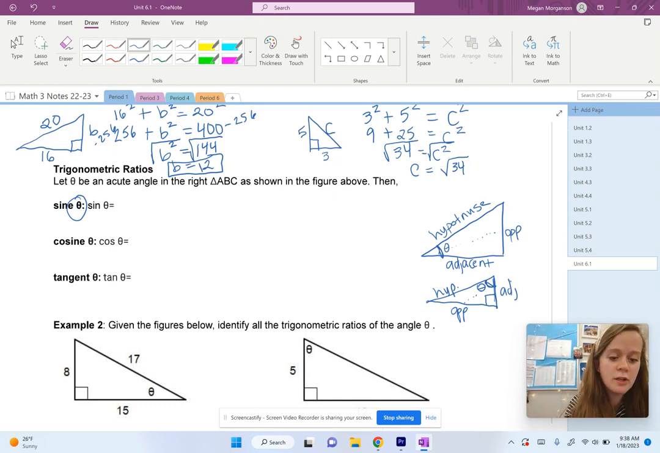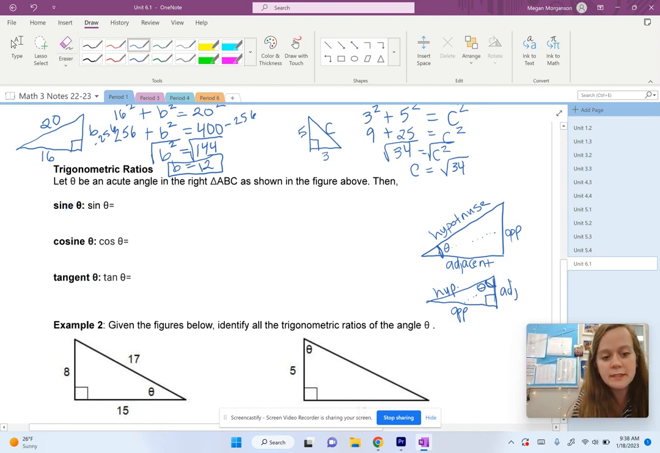Now these trigonometric ratios are essentially going to be comparing sides. So the sine of theta is always going to be the opposite side divided by the hypotenuse. The cosine ratio is always going to be adjacent divided by hypotenuse. And the tangent is always going to be opposite divided by adjacent.